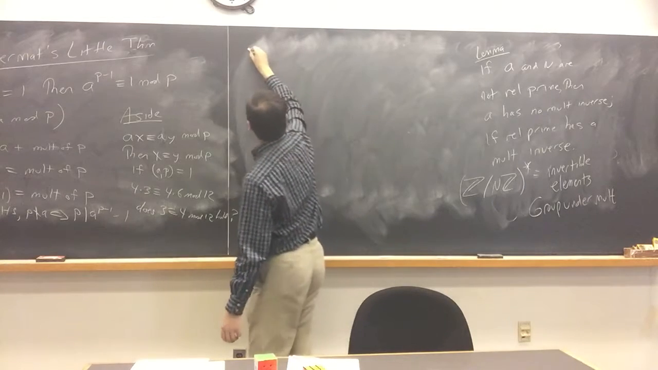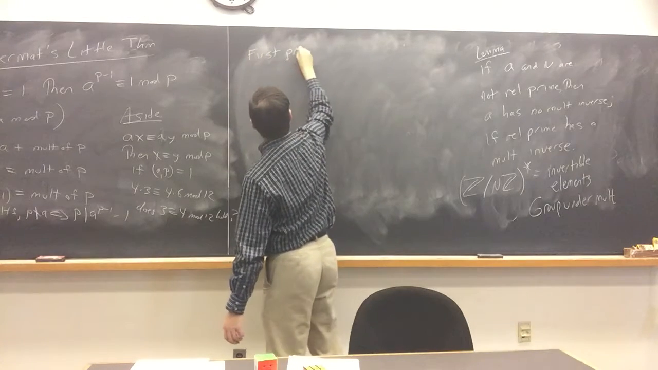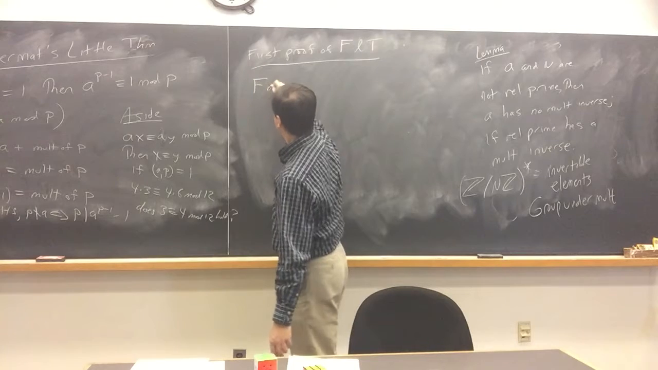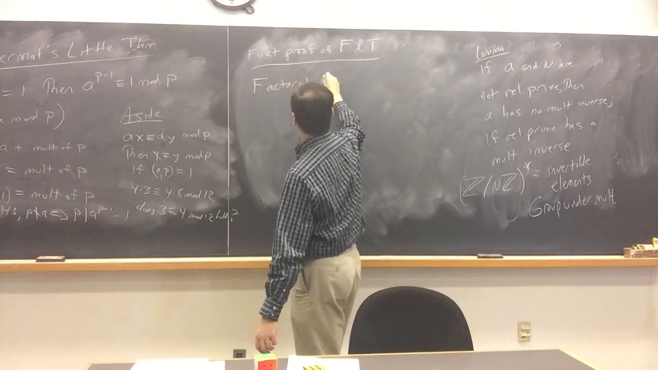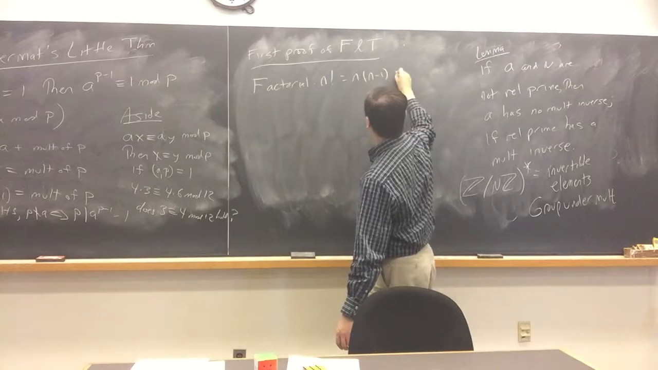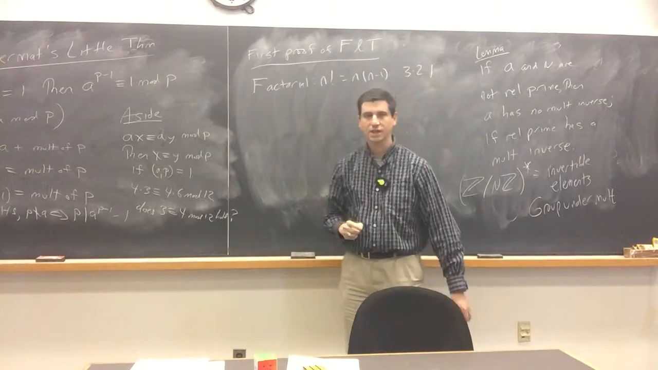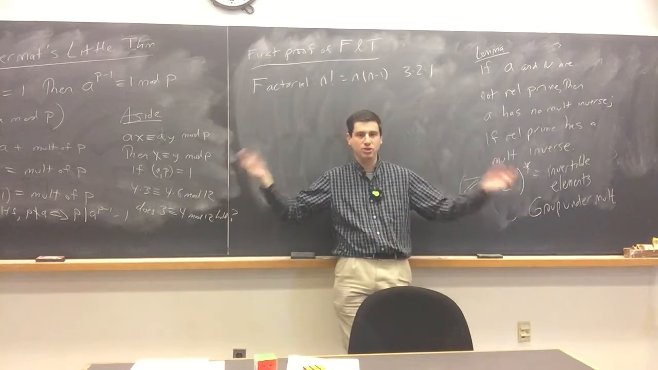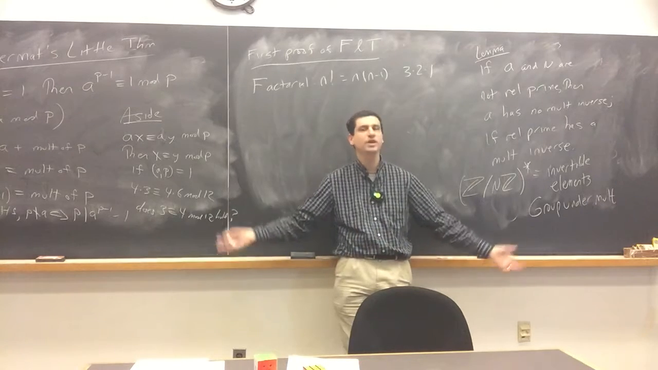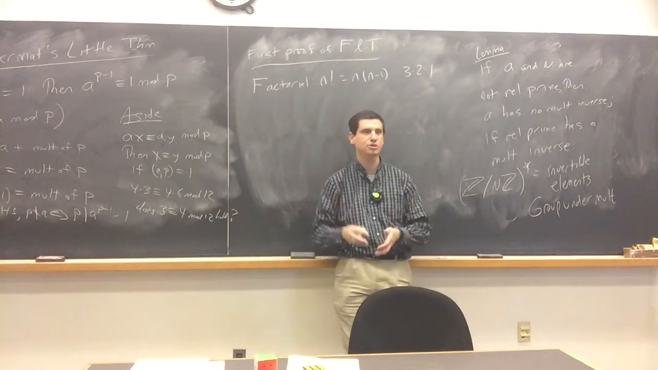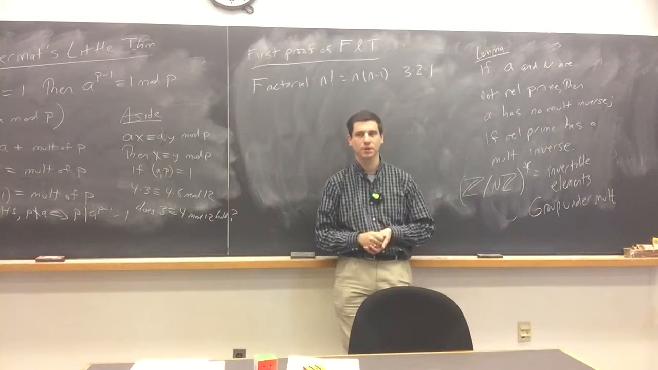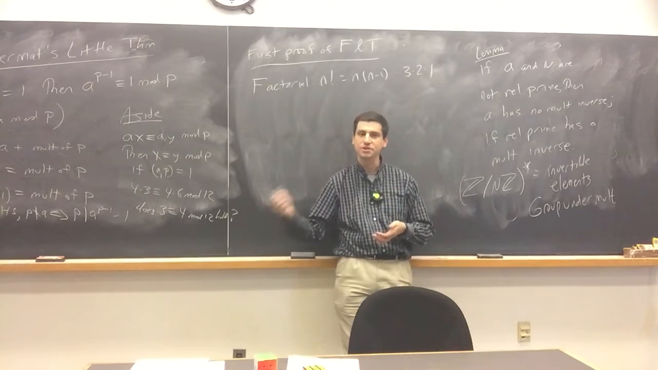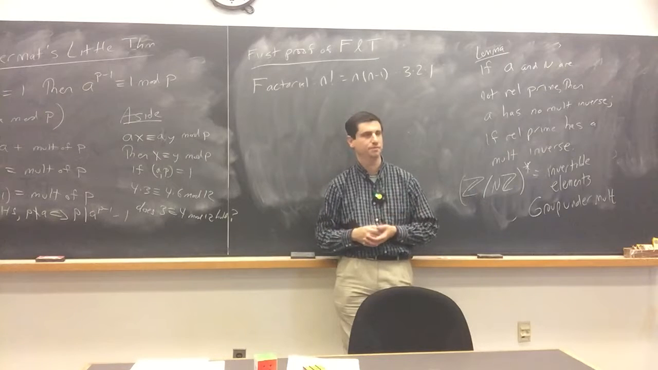So the first proof of Fermat's little theorem. We're going to use the factorial function. So n factorial is n times n minus 1 times all the way down to 3 times 2 times 1. This is the number of ways of arranging n objects when order matters. If you have n people, you have n choices for who's first, then there's n minus 1 people left over, n minus 1 choices for who's second, n minus 2 for who's third, and so on. Think of this as choosing officers for a student government. There is a difference between being president and being vice president, secretary, or treasurer.